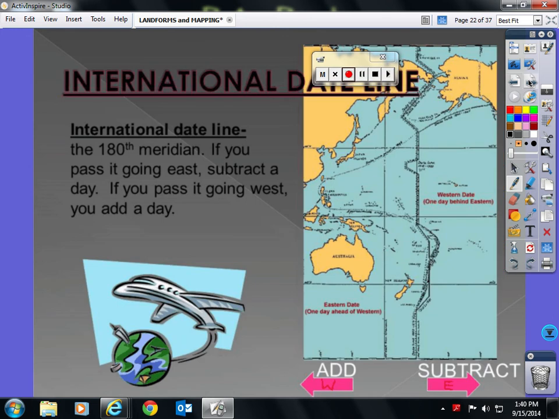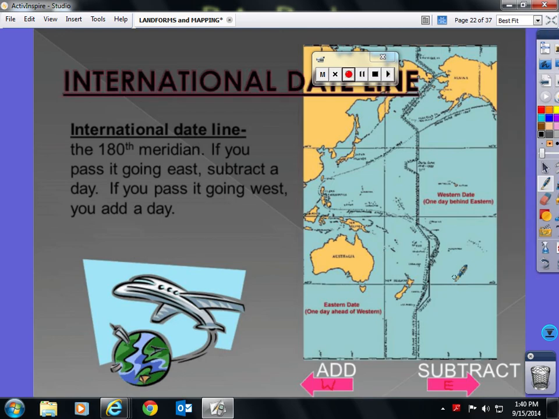Okay, the International Date Line is also another famous longitudinal line. It's the 180th meridian. If you pass the line going east, you take away a day, and if you pass it going west, you add a day.